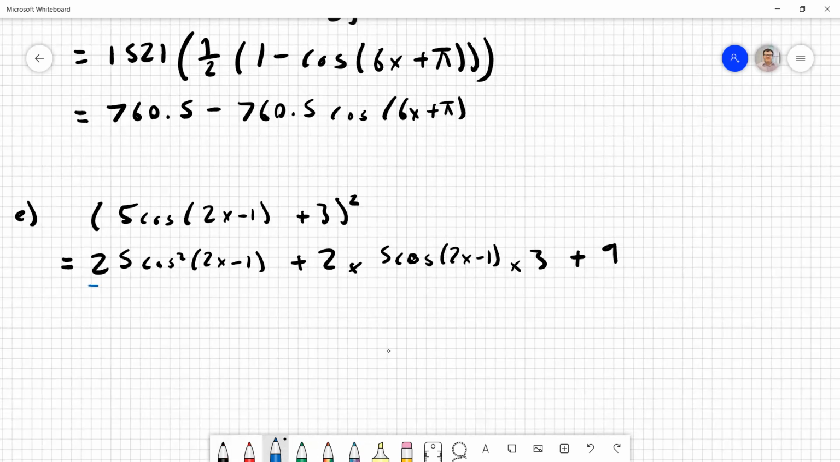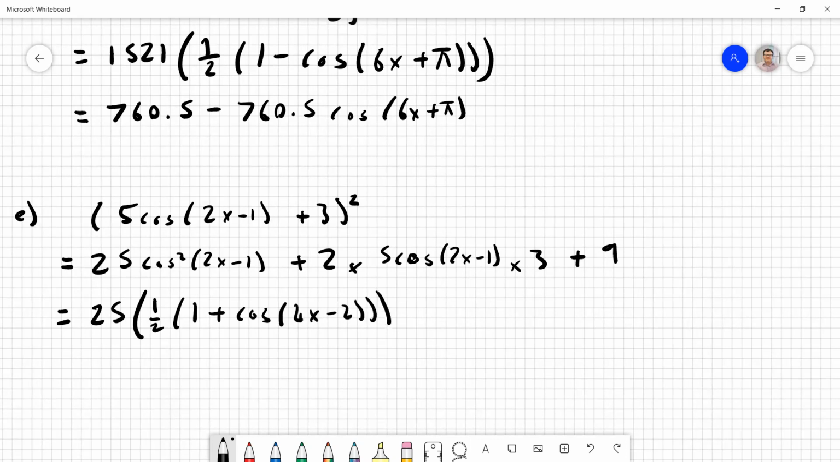So we've squared the first term, we've squared the second term, and we've doubled the product of the two things multiplied together. That's our rule for expanding a square bracket. And we can deal with all of this one bit at a time. So let's deal with our 25 cos squared 2x minus 1. We're going to have 25, open our brackets up here and take in the identity for cos squared. So that's going to give us a half, brackets 1 plus cos 2 times the contents of the bracket, which is going to make it 4x minus 2. Make sure we close all of those brackets.